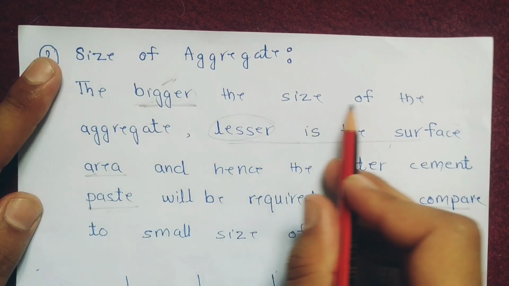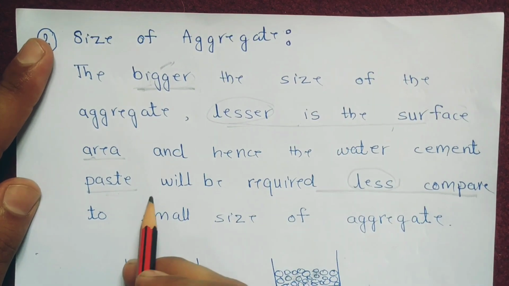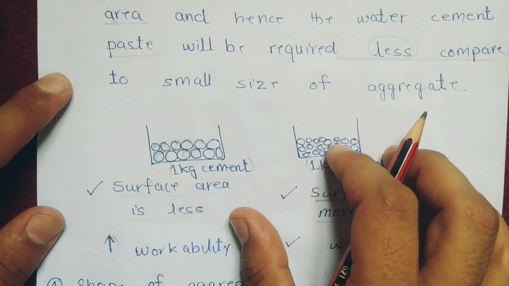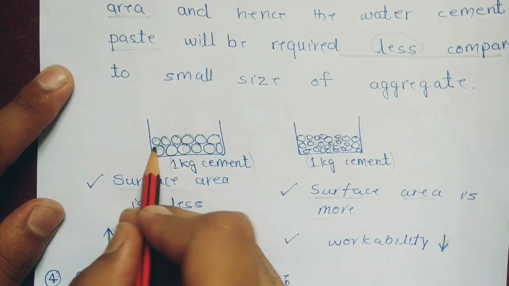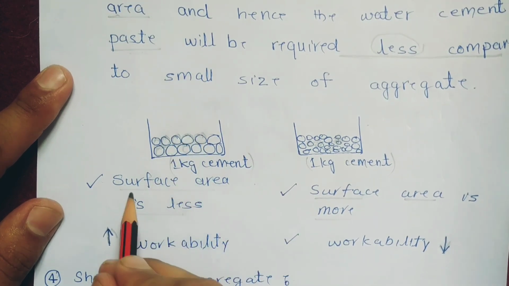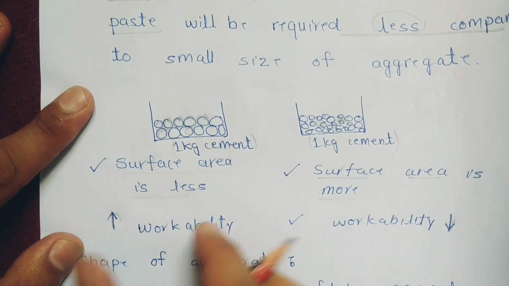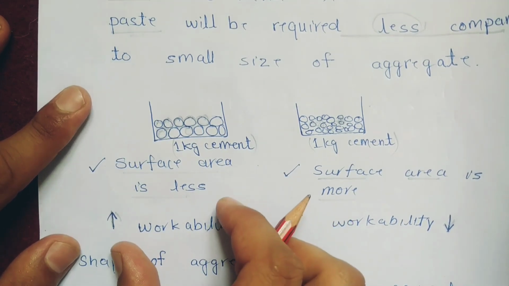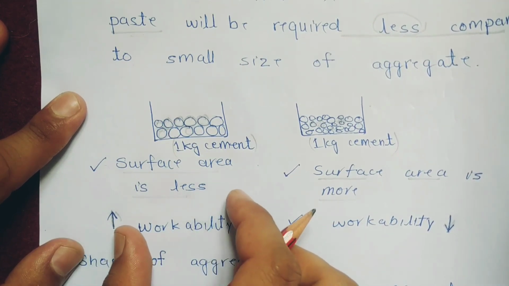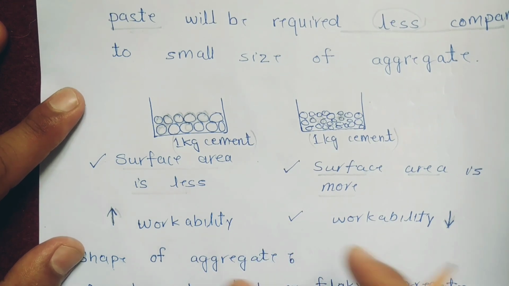The bigger the size of the aggregate, the lesser is the surface area, and hence less water cement paste will be required compared to the small size of aggregate. Now here we are coming to the example. Suppose we have a large particle of aggregate, then our surface area is less. In that case, the workability will be more, because for the same amount of cement and water we are putting, it needs less water and cement paste.